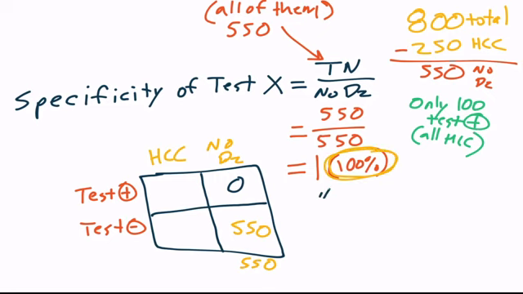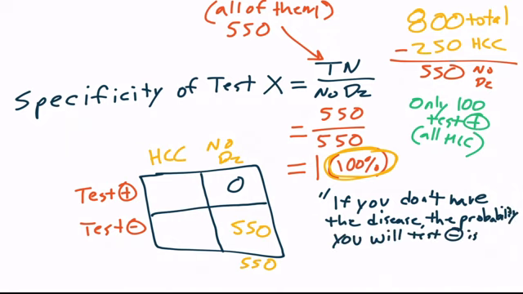In other words, if you don't have the disease, the probability that you will have a negative test result is 100%.